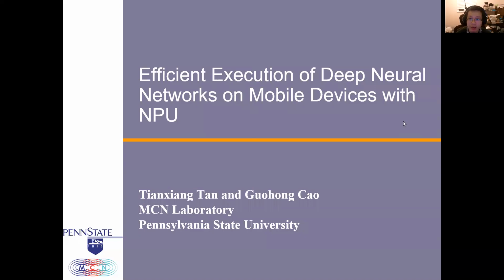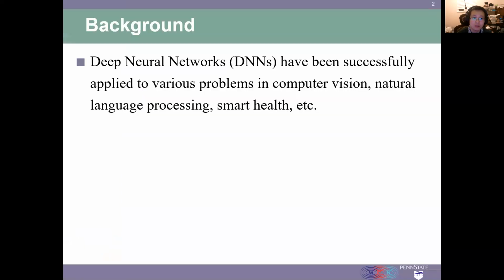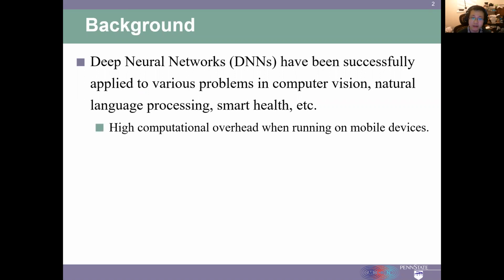Hello, everyone. Today, I'm going to present our paper, Efficient Execution of Deep Neural Network on Mobile Devices with NPU. Deep neural networks, DNN, have been successfully applied to many problems, and mobile applications have been developed based on these DNN models. However, running the DNN models on mobile devices suffers from high computational overhead, which means long processing time and high energy consumption issues.